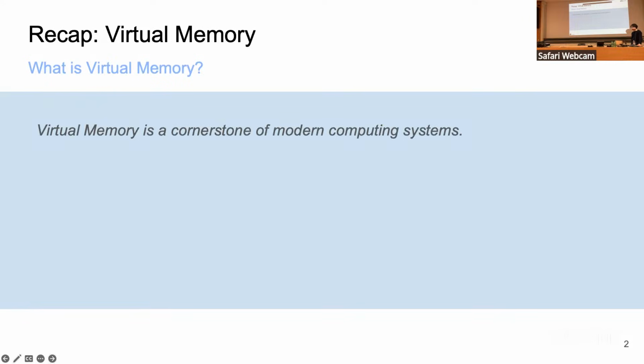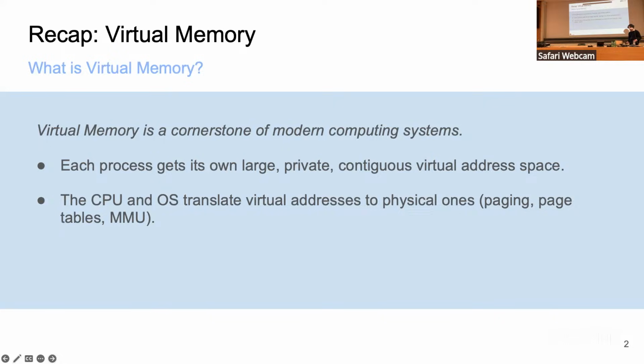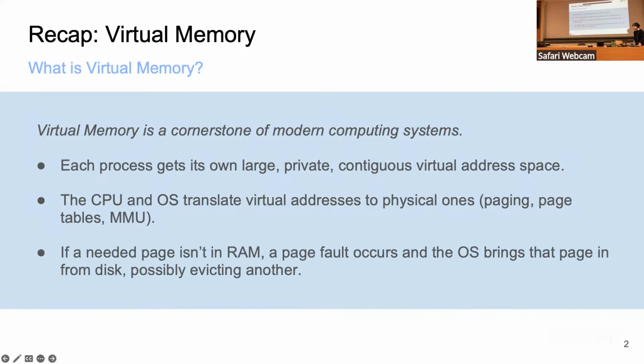Virtual memory is a cornerstone of modern computing systems. To give you a high-level overview, it is a hardware and operating system mechanism that gives each process the illusion of having its own large private contiguous address space. The CPU's memory management unit, the MMU, translates virtual addresses to physical addresses using operating system managed page tables. This process is called paging, and only some pages are kept in RAM at a time. Others may be stored on disk and brought into the RAM on demand, with pages being evicted when space is needed.